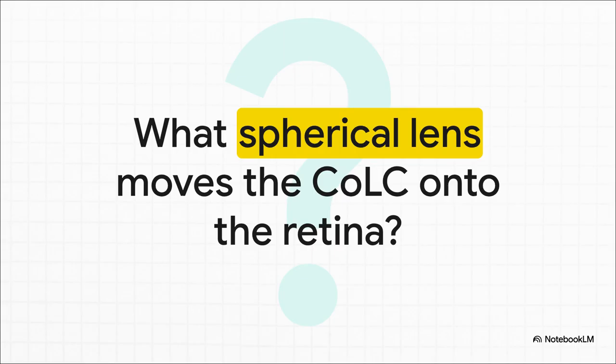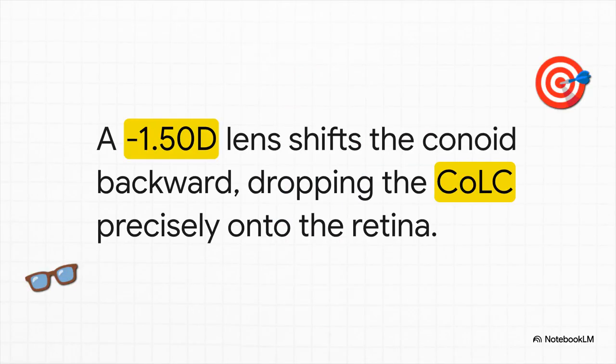Think about it. Just flip the sign in your head. You're going to need a minus 1.50 diopter spherical lens. The absolutely crucial point here is understanding what this lens physically does. Putting a minus 1.50 lens in front of the eye physically shifts the entire conoid structure backward. It essentially drags that circle of least confusion right out of the vitreous cavity and drops it smack onto the fovea. If you're only allowed to use a spherical lens, this gives the patient the best possible vision.